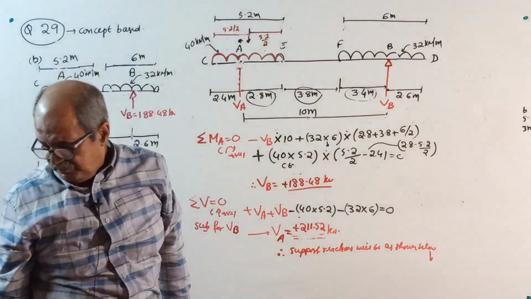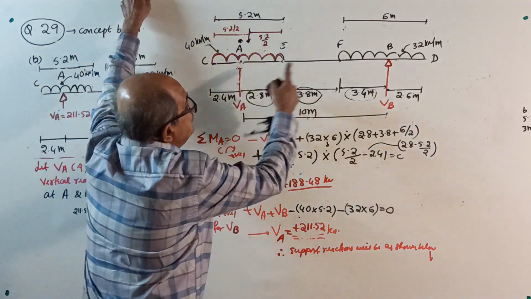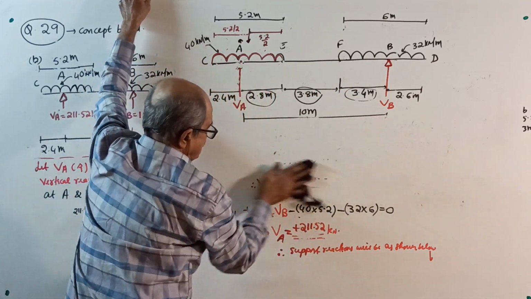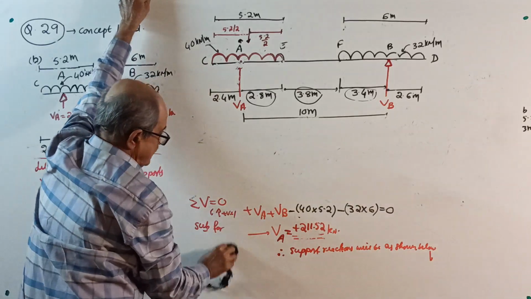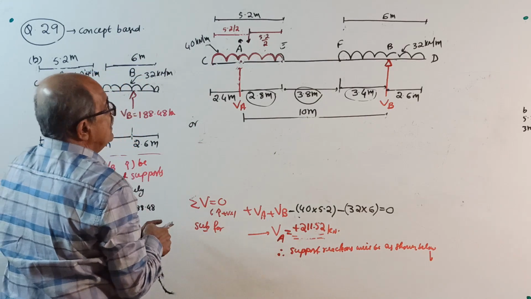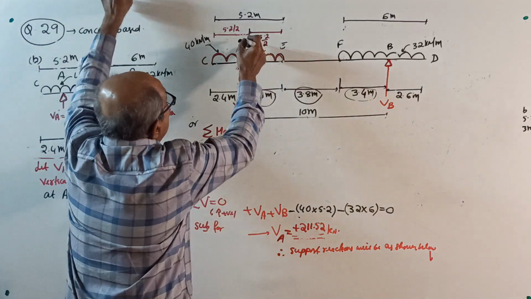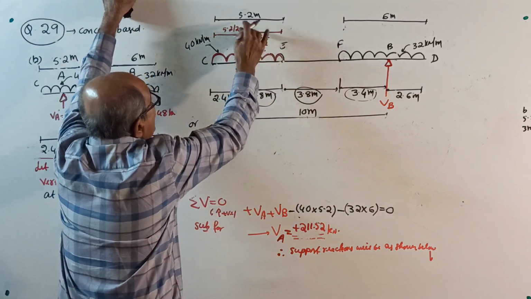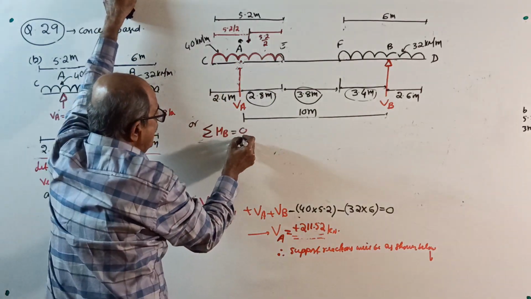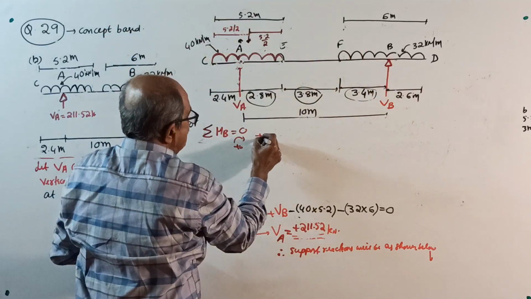Now do one thing. For a thorough understanding, you should know the same procedure for that UDL also. Once again, solve. Now, alternately, you take sigma M about B equal to 0. Remember, the total load came to the right of A, so clockwise. I won't repeat once again. About B, take clockwise positive.